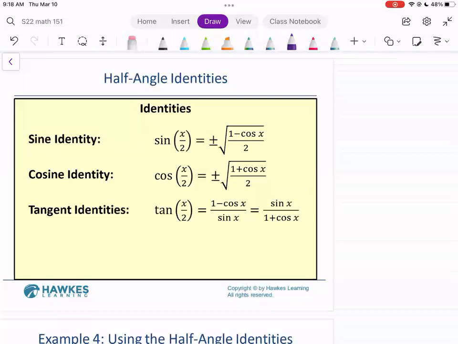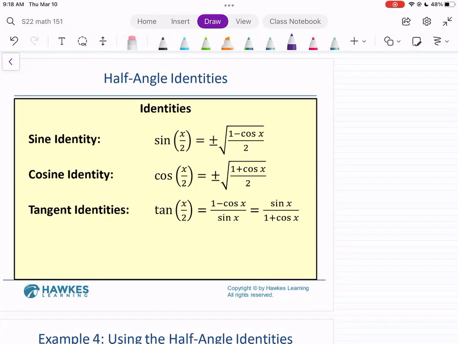At this point, we have sufficient information to do most common trig things that will come up. What we're going to look at now is ways that we can use some of the nice angles that we know apply on the unit circle, and then our identities, to get exact values. Here is a list of what are called half-angle identities.